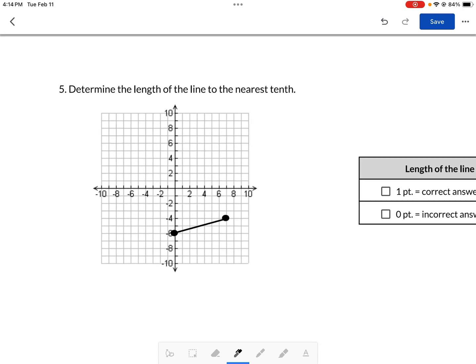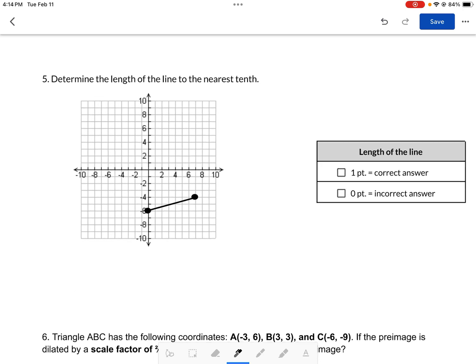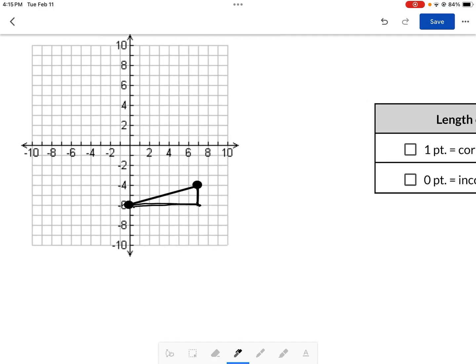All right. Determine the length of the line to the nearest tenth. So I'm going to go ahead like I've done before. I'm going to draw my line here. Okay, again, we're counting by ones. So the length of this line is 2. The length of this line here, let me make sure I can count this, is 1, 2, 3, 4, 5, 6, 7. We're trying to find c.